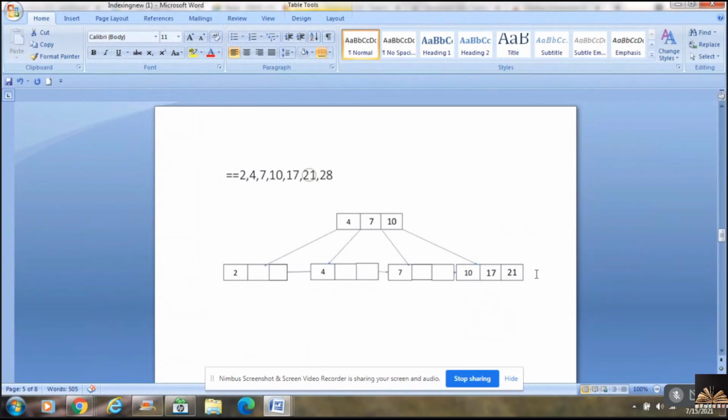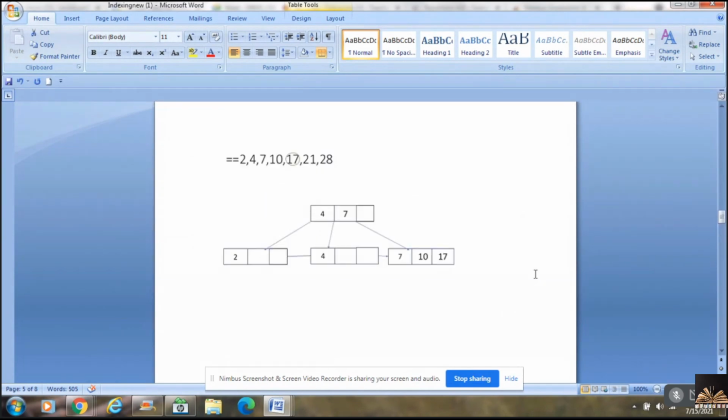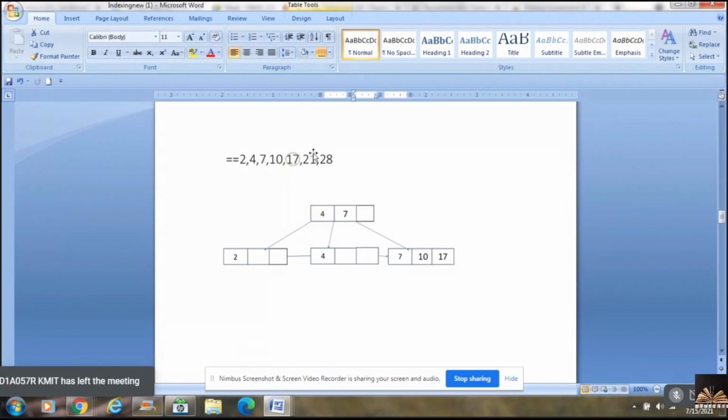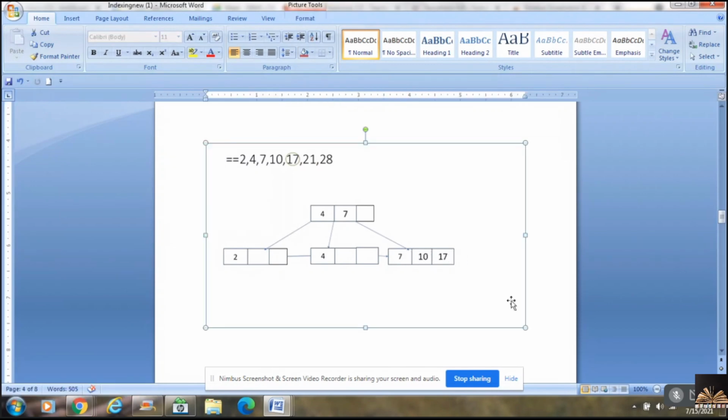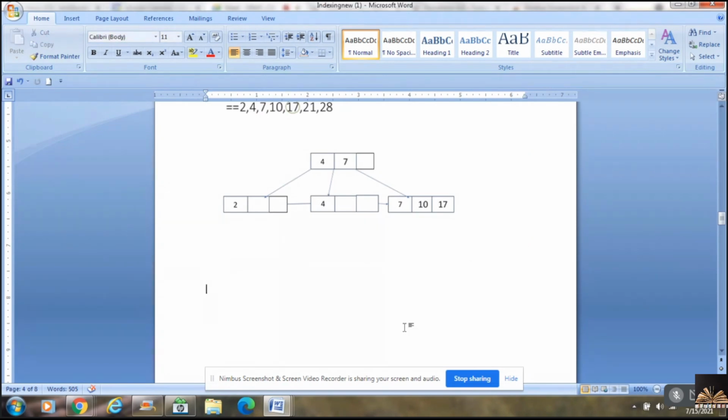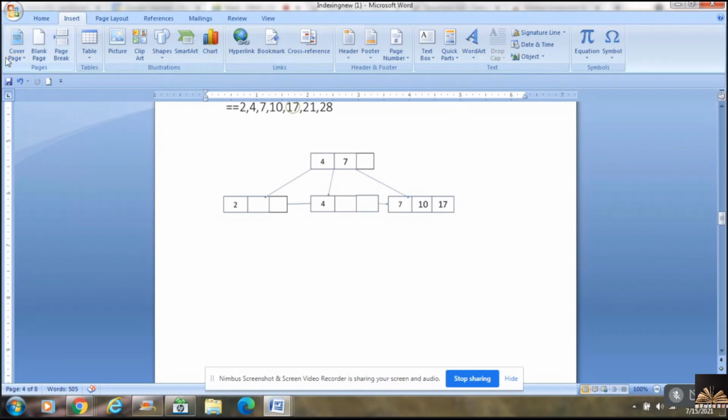Now see, sometimes what will happen, just try to understand this process. I want to insert 21 over here. So 7, 10, 17 followed by, this node can be, wait a second, I'll insert a table.